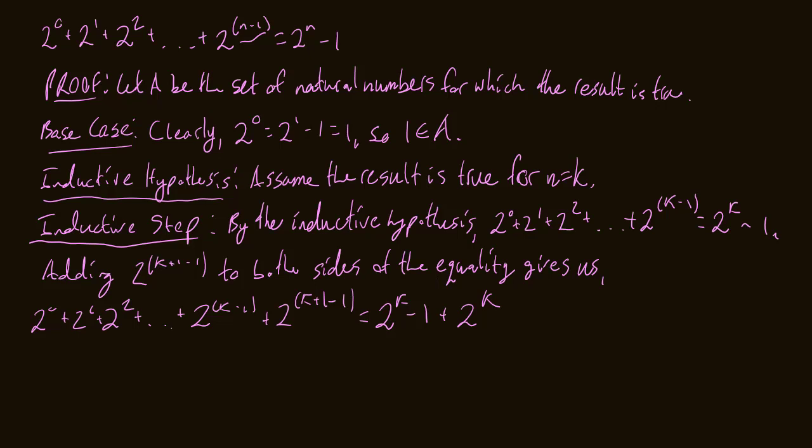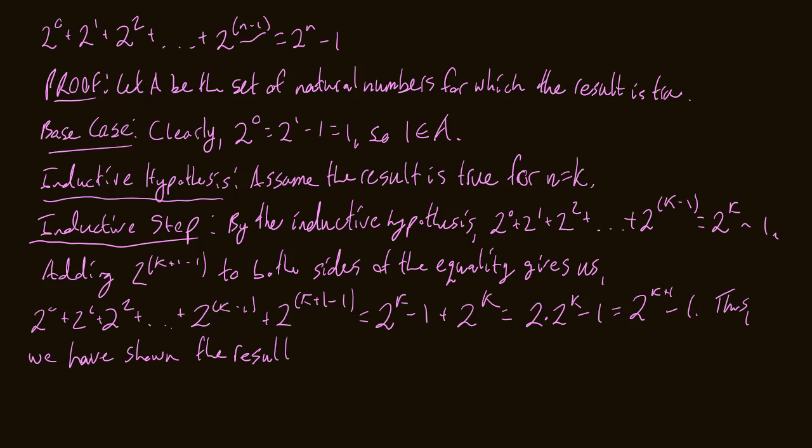Now, here's the thing. We have 2 to the k's, right? Well, that's just equal to 2 times 2 to the k, and then minus 1. Well, 2 times 2 to the k by the rules of exponents is equal to 2 to the k plus 1 minus 1. Thus, we have shown the result is true for n equal to k plus 1.